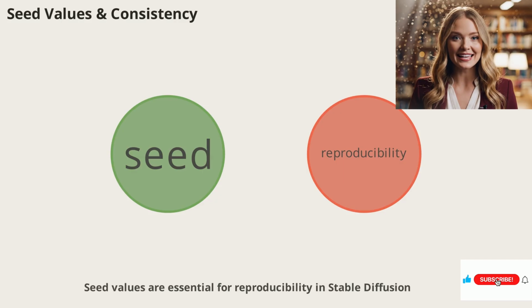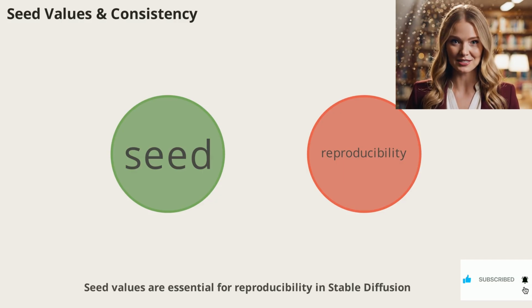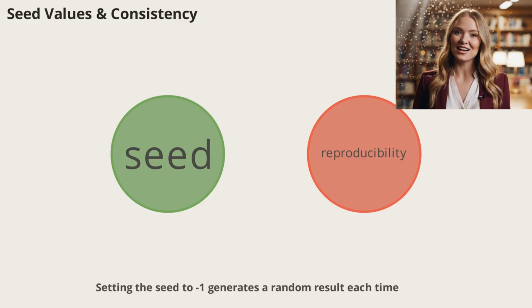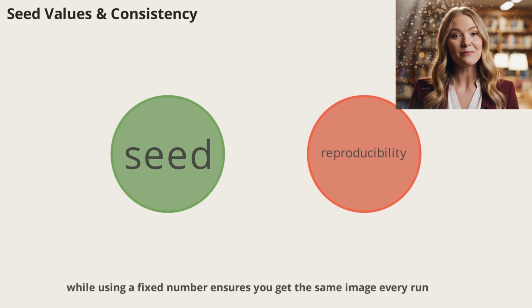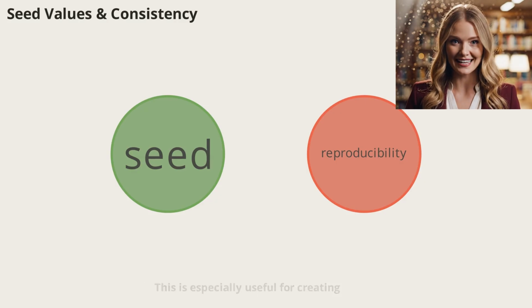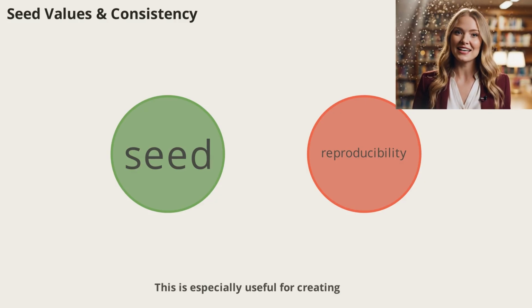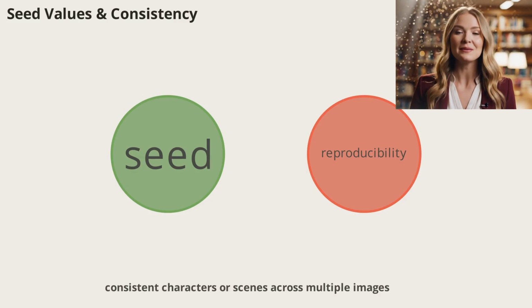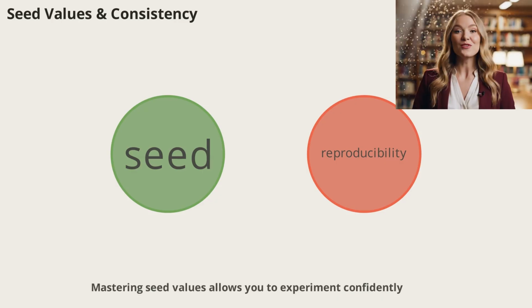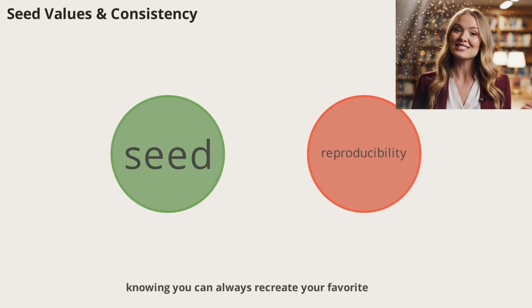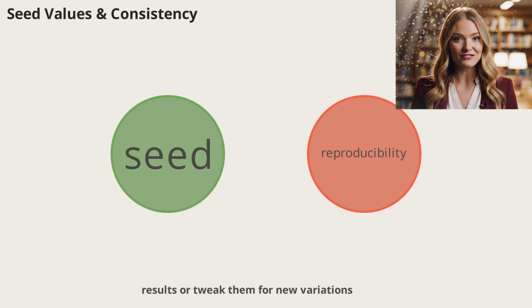Seed values are essential for reproducibility in Stable Diffusion. Setting the seed to -1 generates a random result each time, while using a fixed number ensures you get the same image every run. This is especially useful for creating consistent characters or scenes across multiple images. Mastering seed values allows you to experiment confidently, knowing you can always recreate your favorite results or tweak them for new variations.